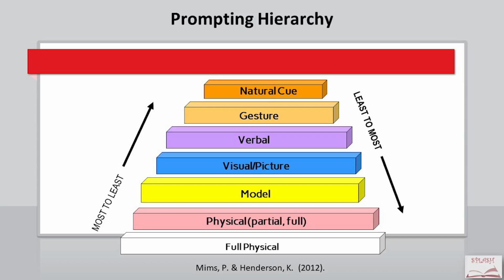Natural stimulus: no additional prompting from the teacher is needed. For example, student sees a dirty table and cleans it. Gestures: hand motions, pointing, head nodding, or other nonverbals. For example, staff head nod toward the dirty table.